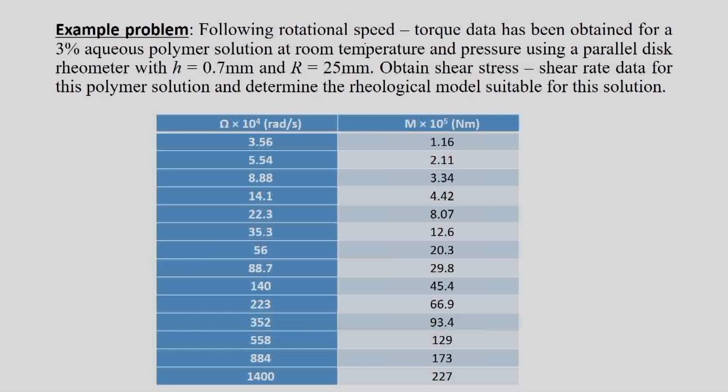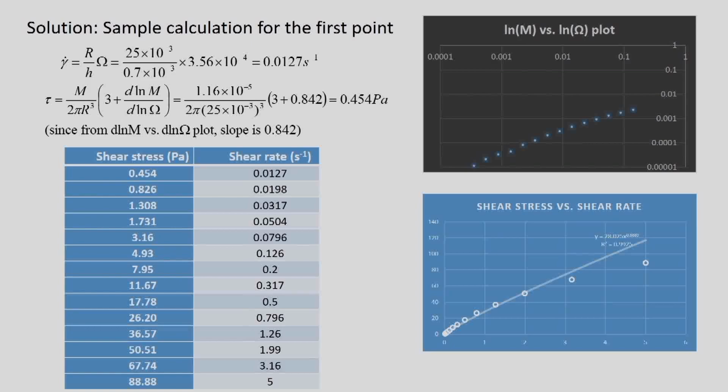The following rotational speed and torque data has been obtained for a 3% aqueous polymer solution at room temperature and pressure using a parallel disk rheometer with H value 0.7 mm and R value 25 mm. The rotational angular velocity is given and the torque is given. From this information we have to get tau versus gamma dot information. So, how to do it? We have to use the equations we have just developed. For the first data point, let us do the calculations.